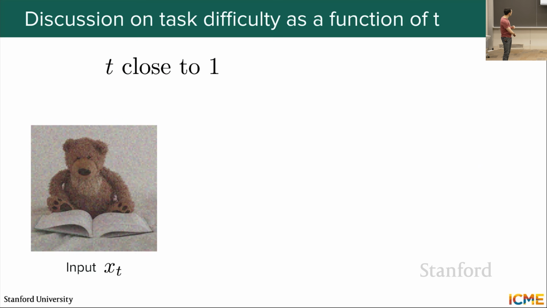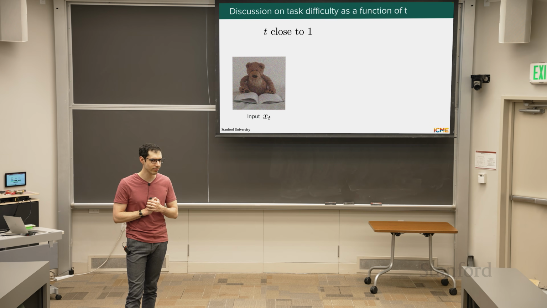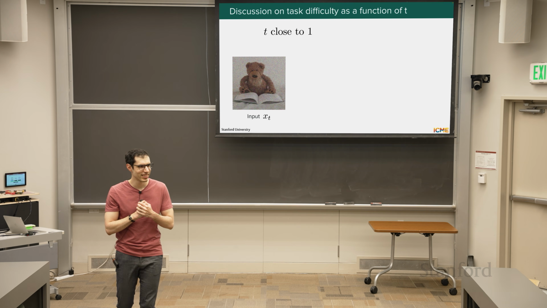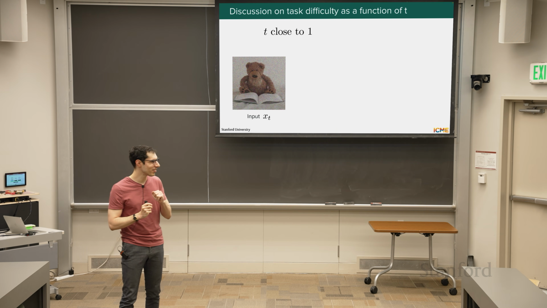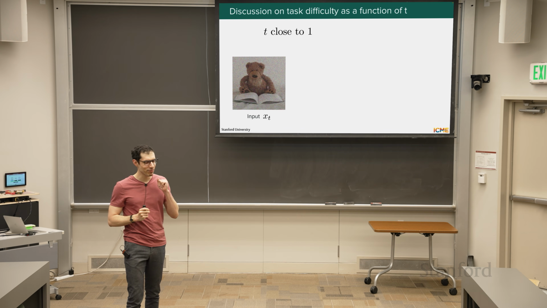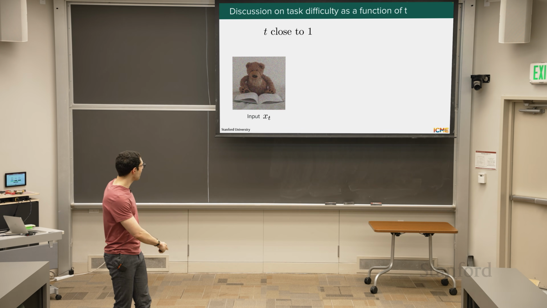OK, so now how about if t is close to 1, meaning that we're already very, very advanced in the denoising process, and there is almost no noise left? Is it an easy task or a hard task to know where to go from there? Hard? Yeah. OK, so we have one hard. Yep. Easy again. OK, so let's see.